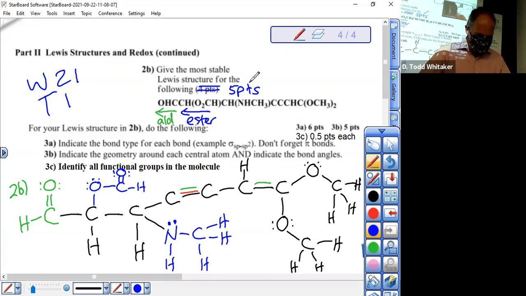All right. And then the next parts are indicate bond types for each bond. Please don't redraw your molecule. That's a lot of drawing already. Don't ever redraw something.